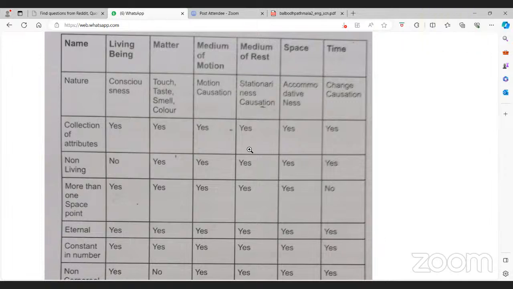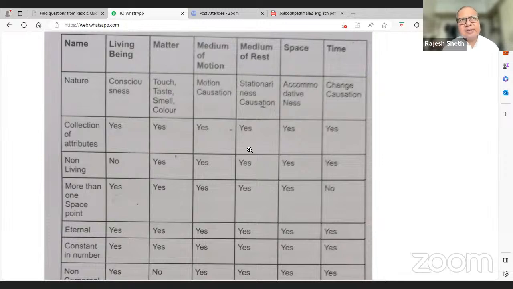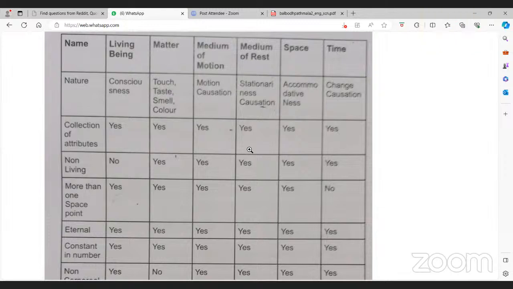But sir, for this more than one space point, how is it like the living being or the matter are present at two places at the same time? No, they are not present at two places at the same time. Okay, then what does it mean, more than one space point? More than one space point means that each substance has innumerable space points, Asankhyaat Pradeshi. So there are multiple Pradeshes in Jeev, multiple Pradeshes in Pudgal, multiple Pradeshes in medium of motion, medium of rest.